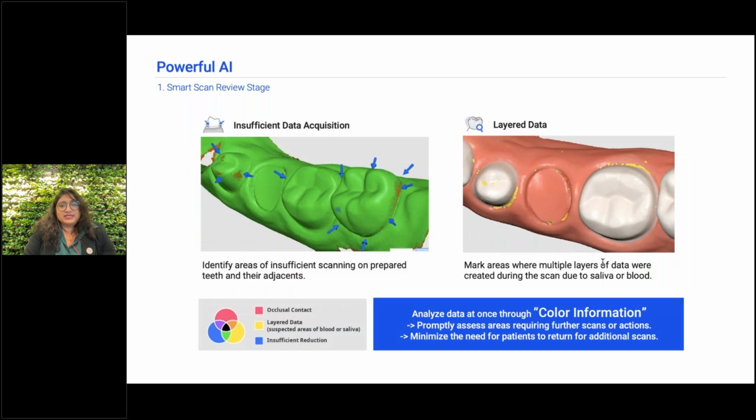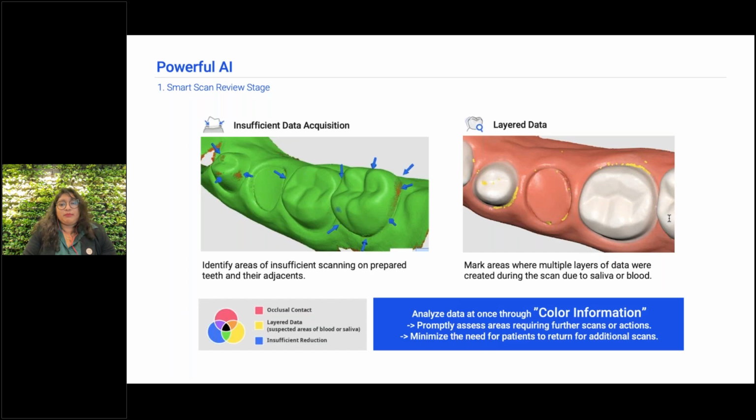Moving on to the next stage, reviewing data with low reliability. This can also be checked at once on the basis of AI technology. The third thing you can check in this stage is insufficient data acquisition. Areas on prepared teeth or their adjacent areas that require additional scanning are marked with smart arrows. And the fourth thing you can check is layered data. This is a new one. Areas where multiple levels of data may be created during scanning due to blood or saliva can now be visualized and displayed in yellow.